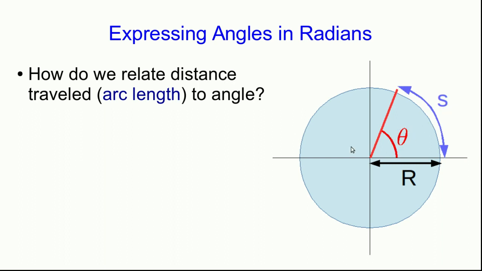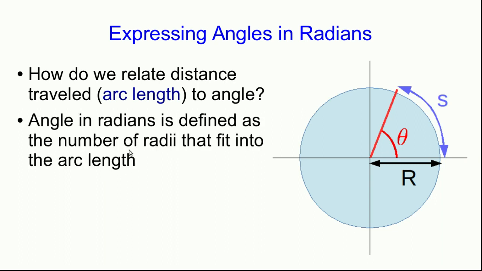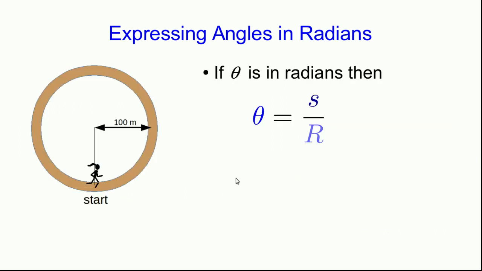There's a far more convenient unit of angle to work in, and it's the radian, because a radian is defined as the number of radii that fit into the arc length. In other words, an angle in radians is defined as the corresponding arc length divided by the radius of the circle. I think an example makes it clearer what this means.